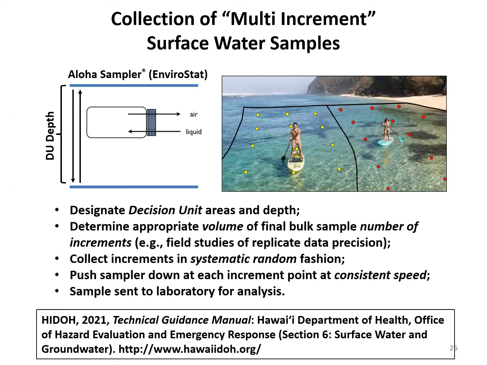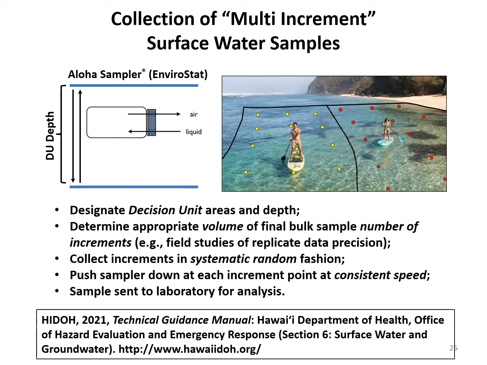Here's how this is done. They actually do this. I always say this would be a great job for someone. Collection of multi-increment samples in surface water. So you define your decision units. What the staff here, consultants too, would do is put a cooler on a surfboard with your sampling equipment. A lot of times it's just a simple jar with holes drilled in the top. It's referred to as an Aloha sampler. And then Chuck Ramsey from Virostat prepares these.